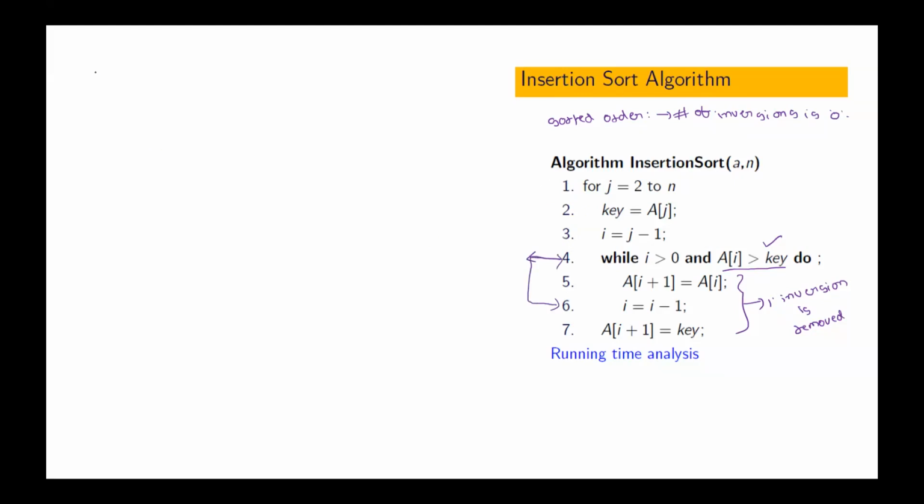Now we consider the minimum number of inversions case. In that case, the number of inversions is 0. In that case, how many times is step 4 repeated? That is, how many times is the comparison operation given in step 4 performed? n minus 1 times.